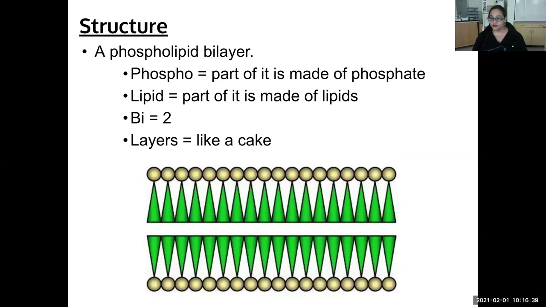Its structure is called a phospholipid bilayer, which is a mouthful. But you just break it down. Phospho means part of it is made of phosphate. Lipid means the other part is made of lipids. Lipids is one of our 4 main macromolecules that we talked about last week. Bi, like a bicycle has 2 wheels, bi means 2, and then layers like a cake. So a phospholipid bilayer is the structure of the cell membrane.